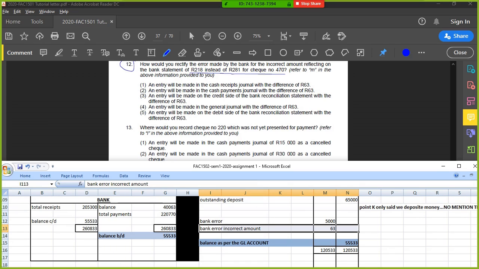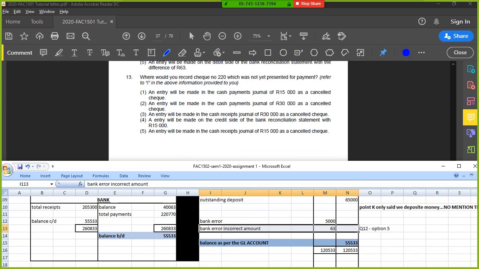63 on the bank reconciliation. An entry will be made on the debit side of the bank reconciliation statement with the difference, yes, number 5. Option 5. I'm going to put numbers here. Question 12, option 5. Do you see it? Okay. Yes. There it is. Okay, right.